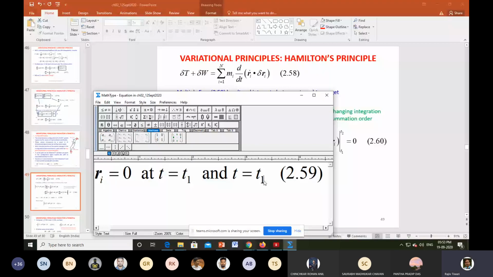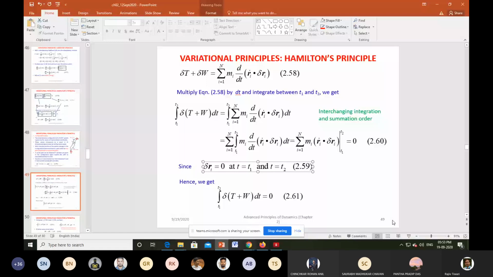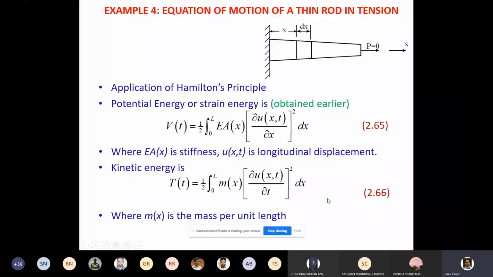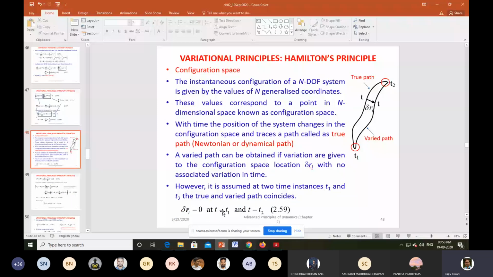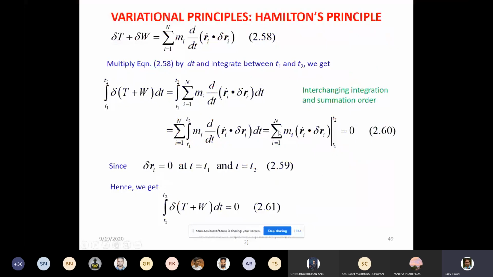So this term will be zero because we have defined the variation at T1 and T2 to be equal to zero. So once this is zero, what are we getting? We are getting this equal to zero.